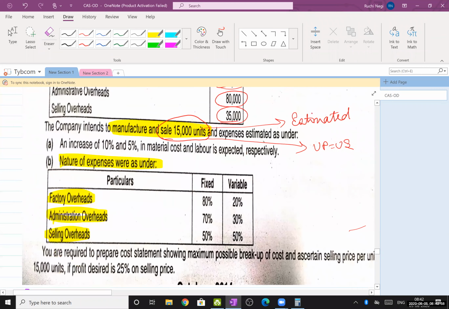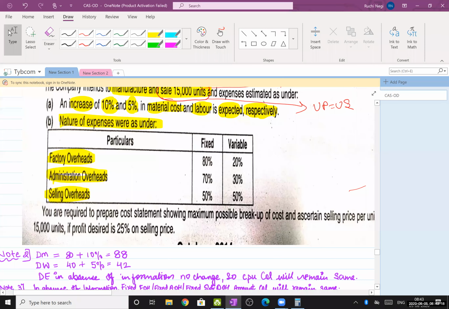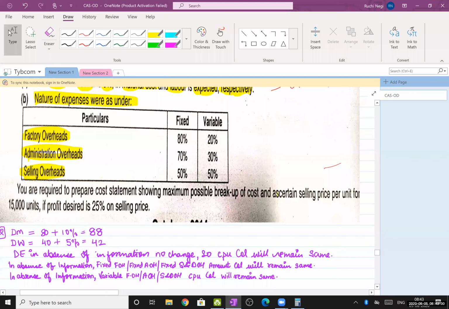Next, an increase of 10% and 5% in material and labor is expected respectively. So this is for the future cost sheet. And this breakup, we have already considered the breakup 80-20, 70-30 and 50-50. You are required to prepare a cost statement showing maximum possible breakup of cost and ascertain the selling price per unit. Ascertain means to calculate. For 15,000 units. Condition: profit is 25% on selling price.